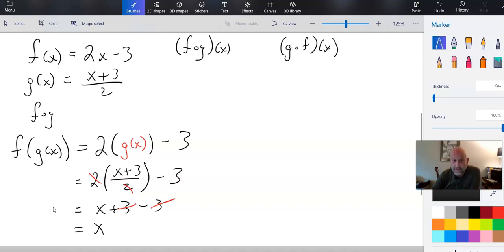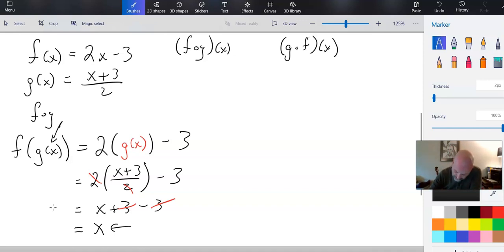And that is the full composition. When you take F composed with G of these two functions, you just get X back. What that means is whatever number you put in is the number you get out. If you put in a 1, you get out a 1. If you put in a 2, you get out a 2. If you put in negative 5,476,000, you get out negative 5,476,000. Whatever you put in comes back out if the function is just equal to X.